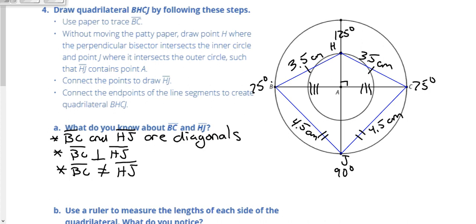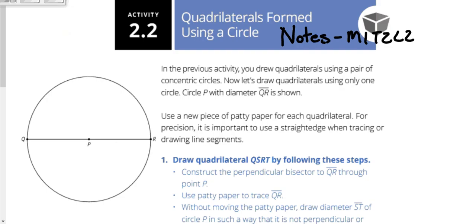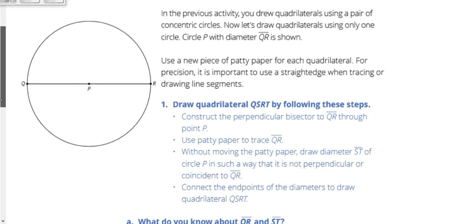Okay, all right, now on to our next one. All right, so now we are going to get a new one here. Now it's going to have us construct a perpendicular bisector, so all of a sudden they give us a circle that doesn't have the pre-constructed perpendicular bisector, but instead of going through and drawing it, we're just going to do our best to do one.